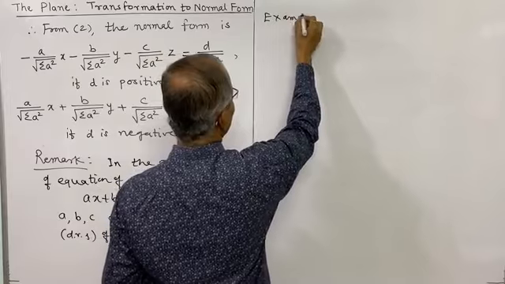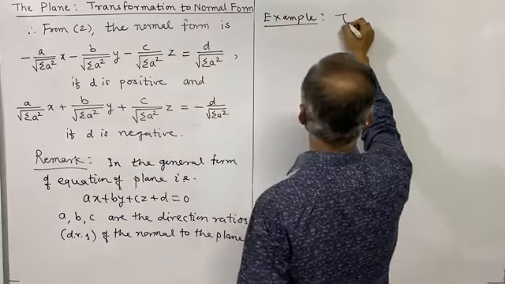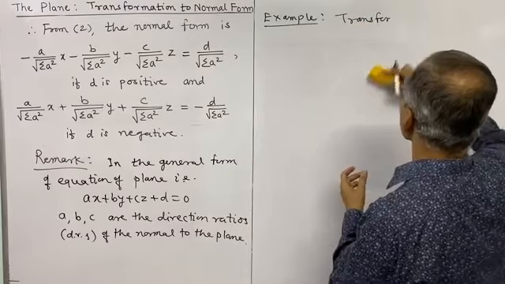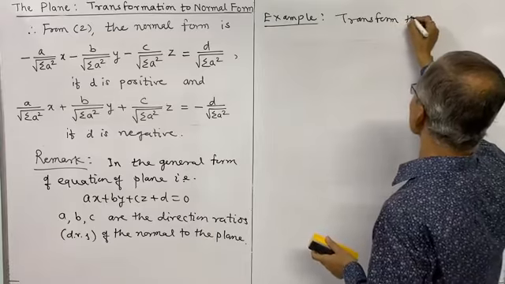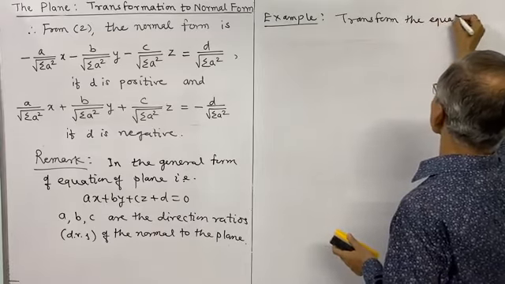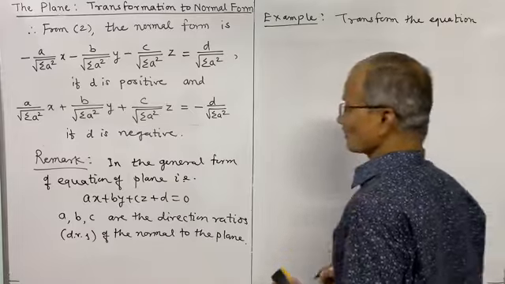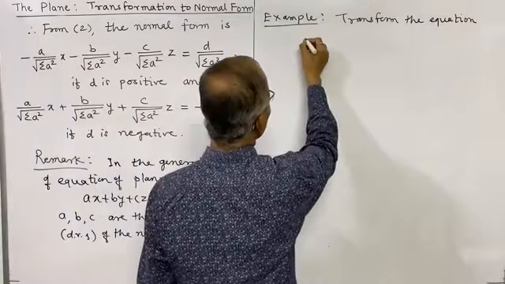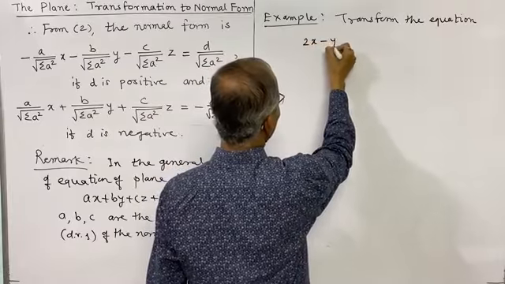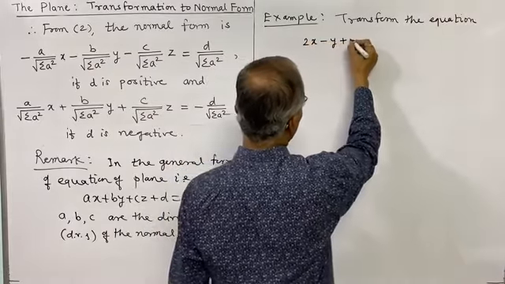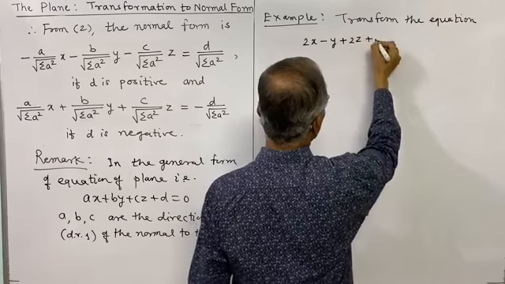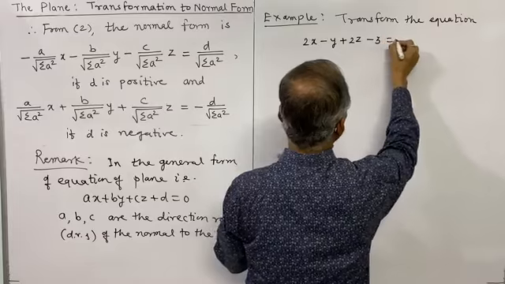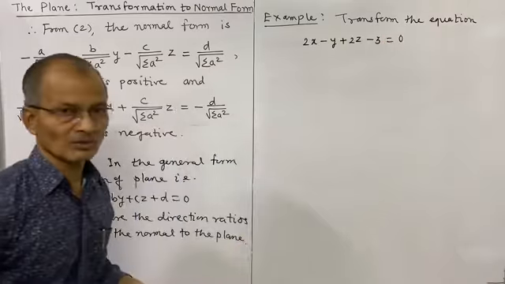Example: transform the equation. Any example can be considered as, say, 2x minus y plus 2z minus 3 is equal to 0. Transform the equation to the normal form.